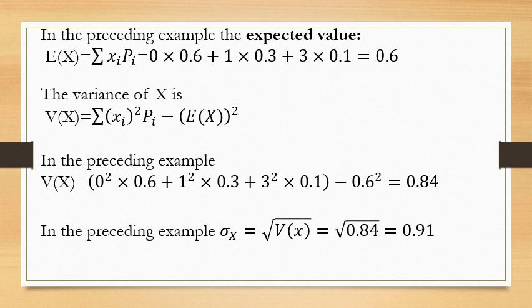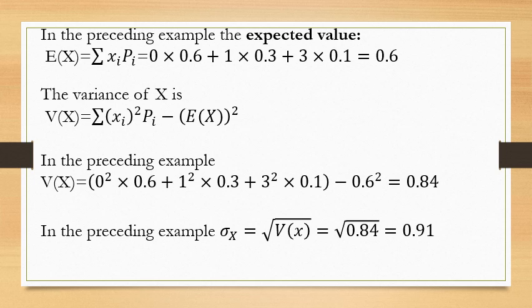In the preceding example, we can calculate the expected value. The expected value is sigma xi pi. The first value times its probability plus the second value times its probability plus the third value times its probability. 0 times 0.6 plus 1 times 0.3 plus 3 times 0.1 equals 0.6.